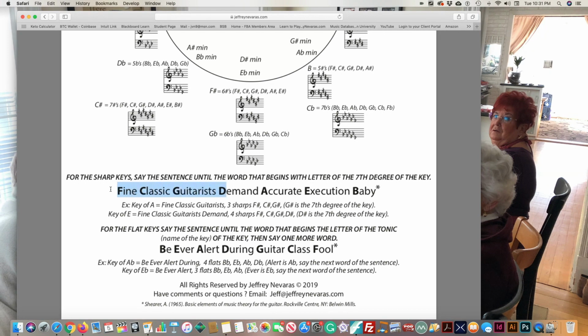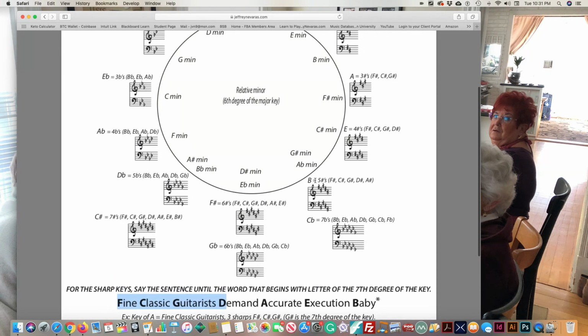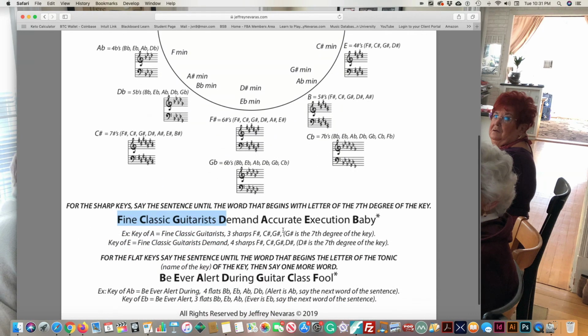There are your 4 sharps. Let's say we have the key of B. All right, so what note is a half step below B? It's A sharp. So, Fine Classic Guitarists Demand Accurate. So in the key of F sharp, E sharp is the note that's a half step below F sharp. So, Fine Classic Guitarists Demand Accurate Execution.